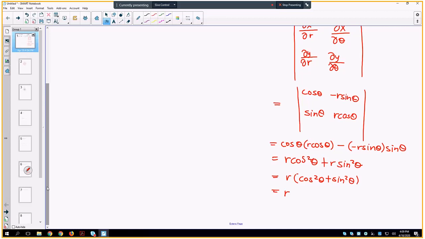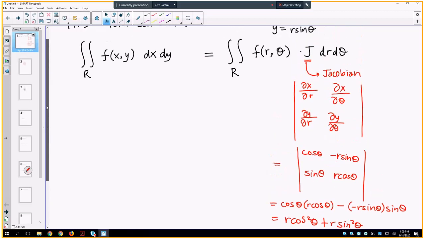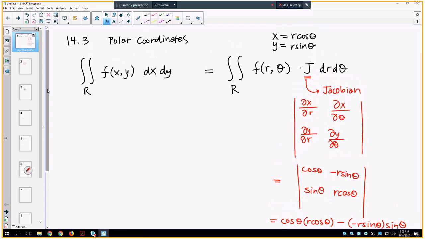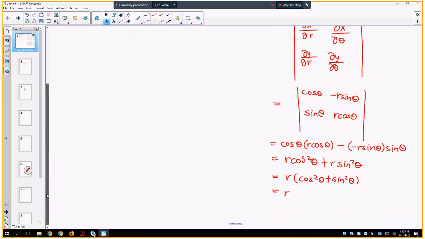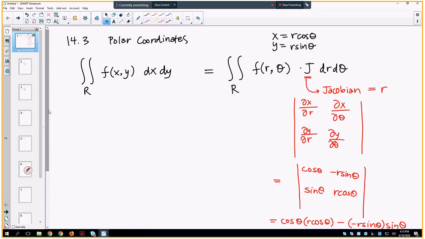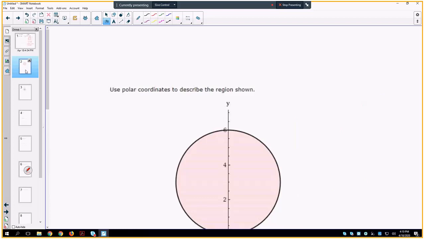So the change of variables is going to be r dr d theta. We'll look at some examples of that later, and I can show you this again to remind you at that time, but let's first start looking at some regions over which we might want to integrate.